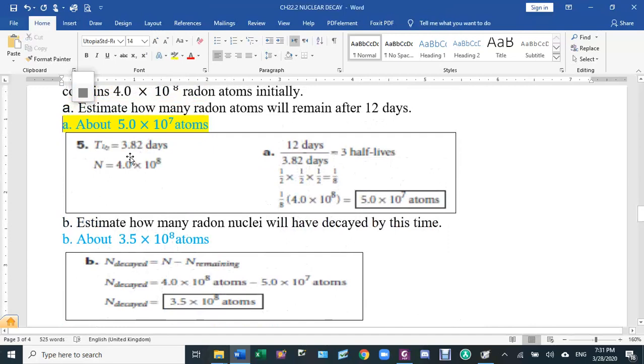Half-life equals 3.82 days. Number of nuclei equals 4 multiplied by 10 power 8. 12 days divided by 3.82 days equals 3 half-lives. Half times half times half equals 1 over 8. 1 over 8 multiplied by 4 multiplied by 10 power 8 equals 5 multiplied by 10 power 7 atoms.